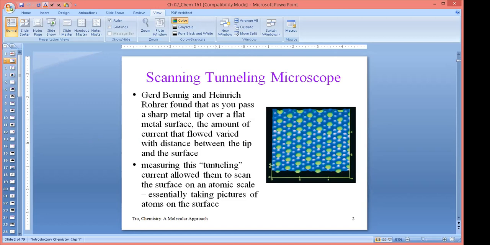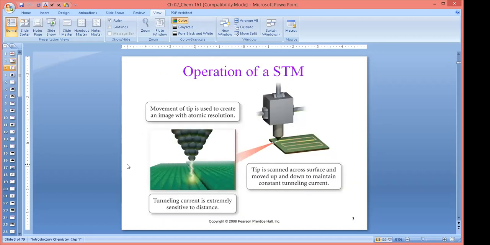One of the ways these things work is you'll have this tip and it goes over the surface and it measures the current as it flows between the surface and the tip. As that current changes, that tells you information about the density and the distance, and then it translates that into a topographical map. If you've ever seen a topographical map, like of a mountain range, it actually bumps up on the page and it's in 3D. That's what one of these pictures is trying to show you.